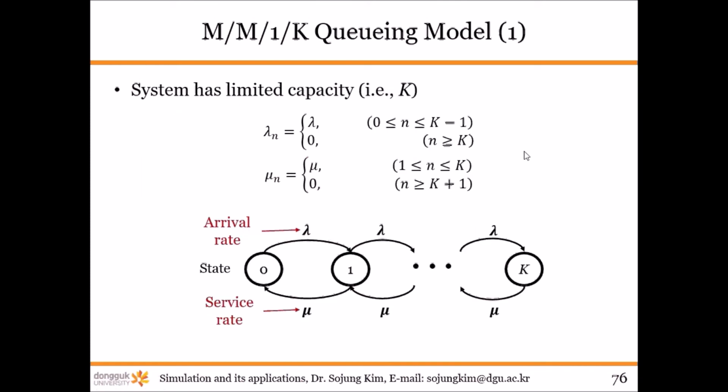The MM1K queuing model is slightly different from the MM1 queuing model because it has a limited capacity. So, in other words, the system can have up to K customers. Okay, so let's look at this diagram. As you know, the number in the circle represents the state. So the system has 0 customers, 1 customer, and then up to K customers in the system. And the arrival rate is still lambda, and the service rate is still mu. So it is quite similar to the MM1 queuing model, but we have limited capacity.